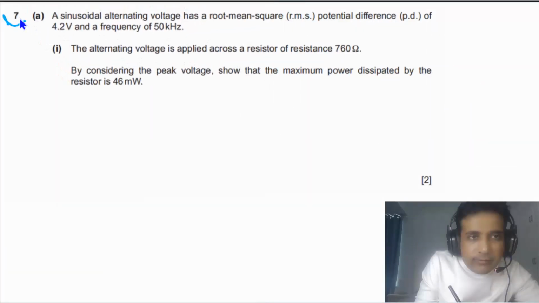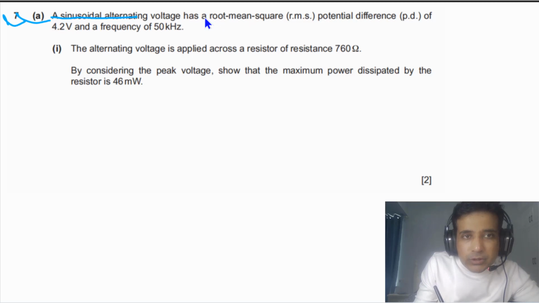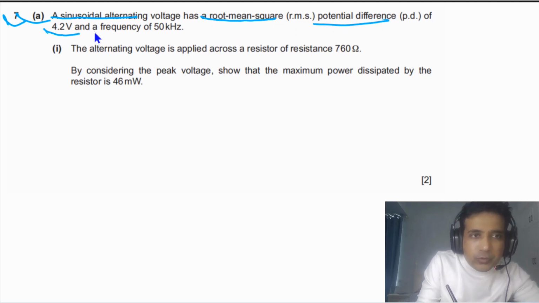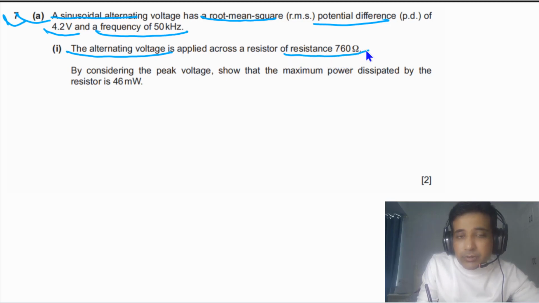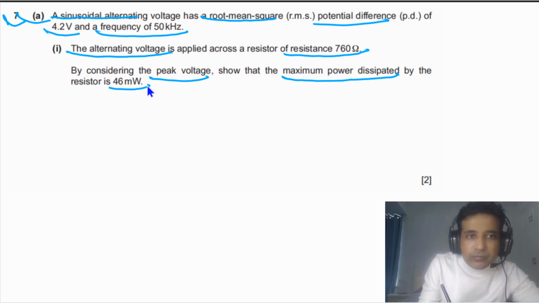For question number 7, part A, we are given a sinusoidal alternating voltage with a root mean square potential difference of 4.2 volts and a frequency of 50 kilohertz. For part A1, the alternating voltage is applied across a resistor of resistance 760 ohms. By considering the peak voltage, we need to show that the maximum power dissipated by the resistor is equal to this value. So the question is asking you to calculate the value of P.